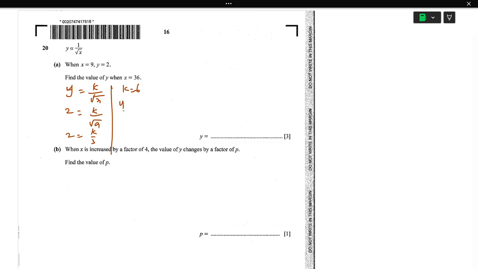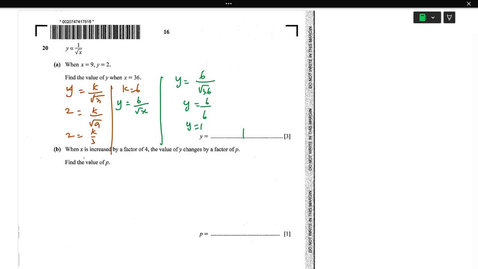So the equation becomes y equal to 6 over root x. Now we need to find the value when x equal to 36. When x equal to 36, y equal to 6 by square root of 36, y equal to 6 by 6, so y equal to 1. The answer is going to be 1 here.